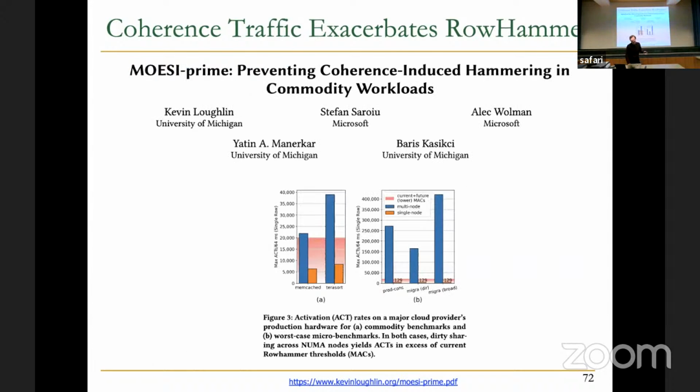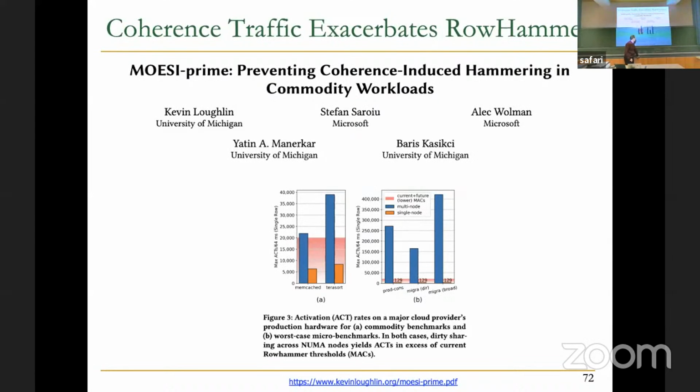So according to them, they demonstrated this on, I assume, a major cloud provider's production hardware, such as Microsoft's. They basically say that in commodity benchmarks, there is dirty sharing across NUMA nodes, non-uniform memory access nodes, which is essentially what we had over here, right? Here. So not that one. So this is a non-uniform memory access system.